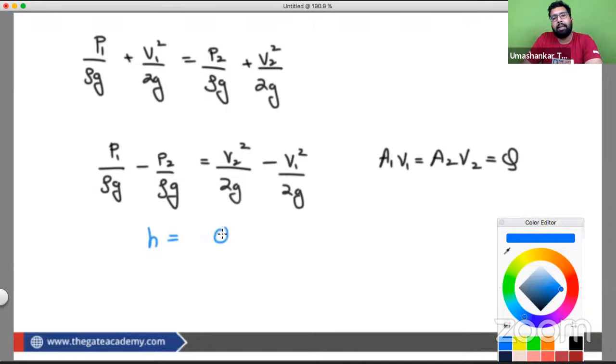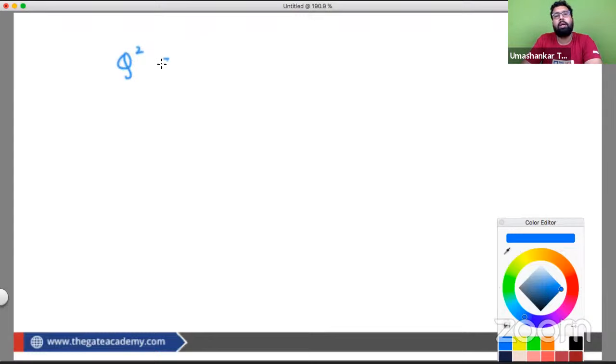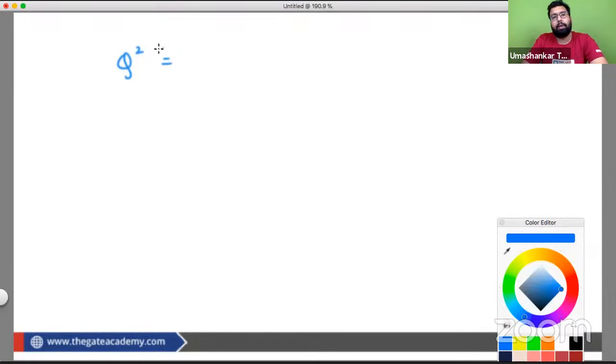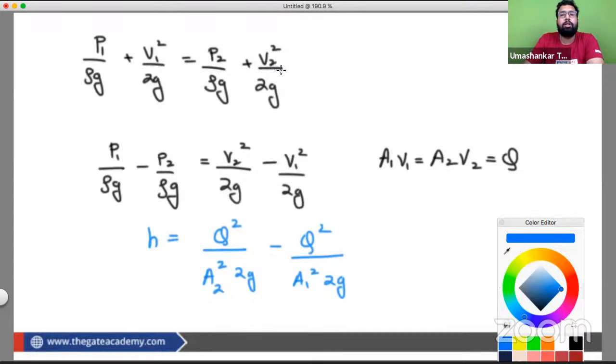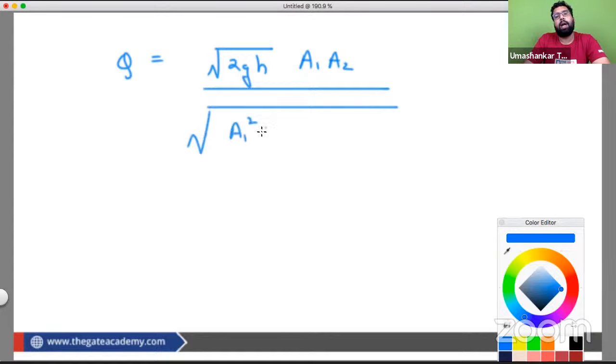And if I write like this, I hope you won't mind. So it is Q square upon A2 square into 2g minus Q square upon A1 square by 2g. Okay, so we can write from here Q square is equal to, or we can write directly Q. So if we solve this equation, we can find that Q is root 2gh A1 A2 upon root over A1 square minus A2 square.